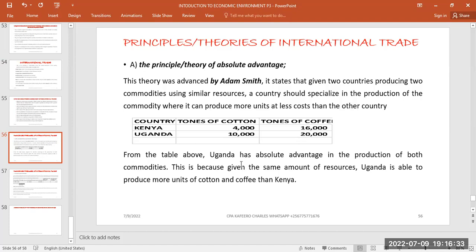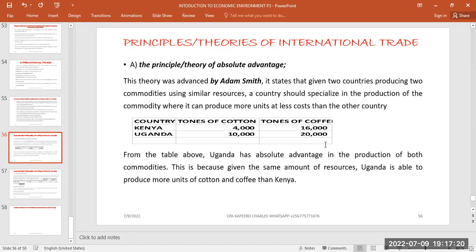So from the above table, Uganda has an absolute advantage in production of both commodities. Why? Because it produces 10,000, which is more than the 4,000 of Kenya, and 20,000, which is more than the 16,000 of Kenya. This is because, given the same amount of resources, Uganda is able to produce more units of cotton and coffee than Kenya. You've seen Uganda is producing 10,000 and 20,000, which is higher compared to the output produced by Kenya. So that's how it suggests.